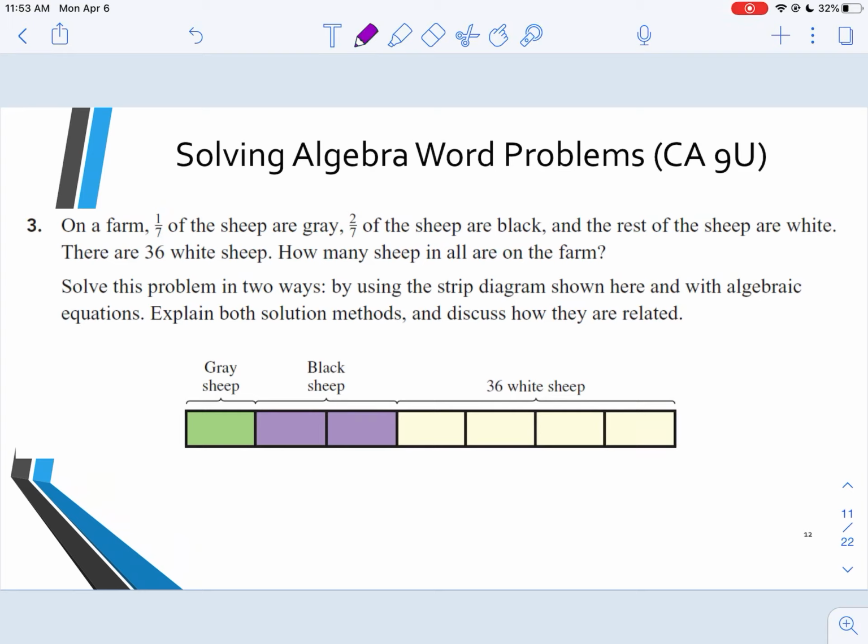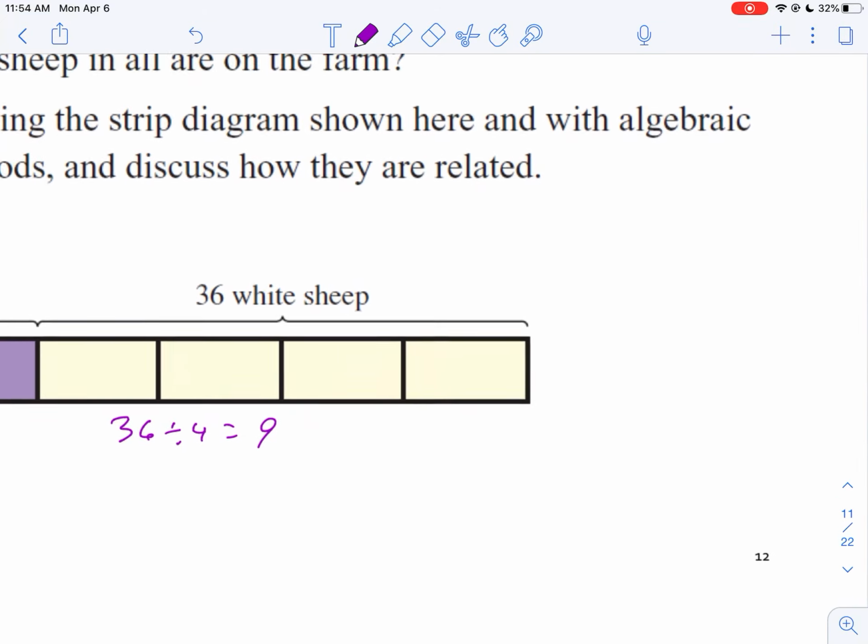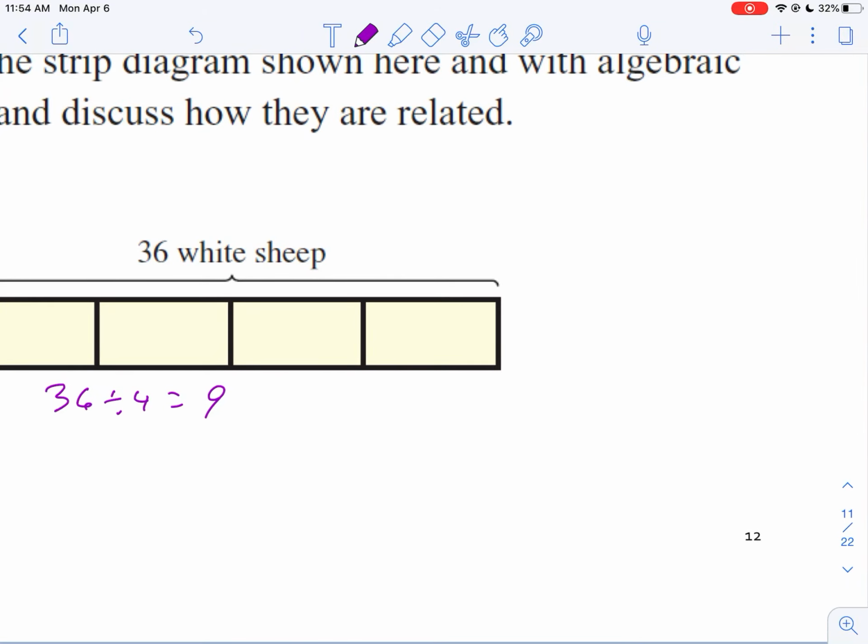Let's take a look then, and we see, just solving it with a picture, I'm saying, I want to know how many each box is, so I'm going to take 36 divided by 4, that gives me 9. So then if I know there's 7 boxes, I know there's 7 times 9, I know there's 63 sheep on the farm. Okay. Now if I'm going to use algebra, it's going to be a little bit, maybe, I don't know if it's trickier, it depends on what you're comfortable with.